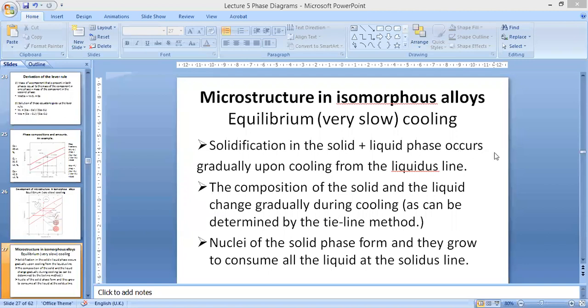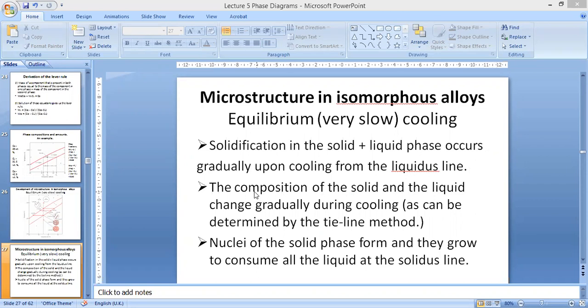Okay, so we continue with equilibrium cooling. Solidification in the solid and liquid phase occurs gradually upon cooling from the liquidus line, and the composition of the solid and the liquid change gradually during cooling.